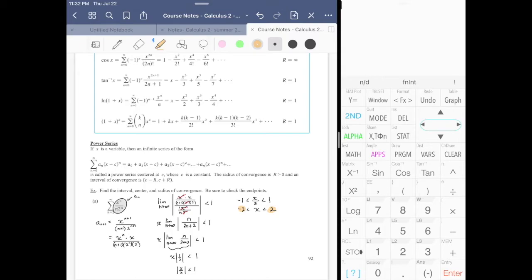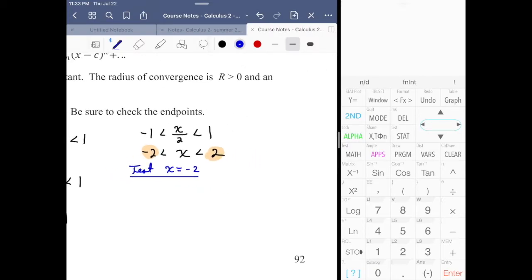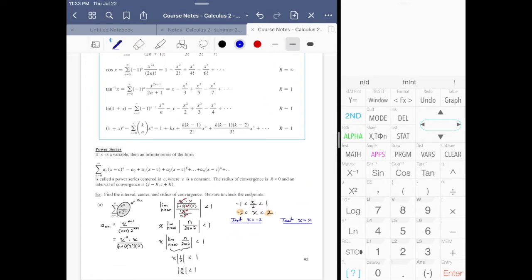But what we do have to do is test those endpoints, because sometimes, as it turns out, they do actually work as points of convergence. All right. So what we do is we test x equals -2, and then in a separate step we test x equals +2.